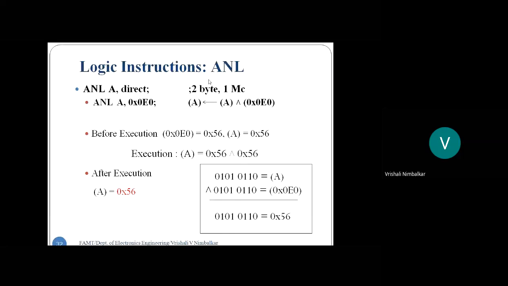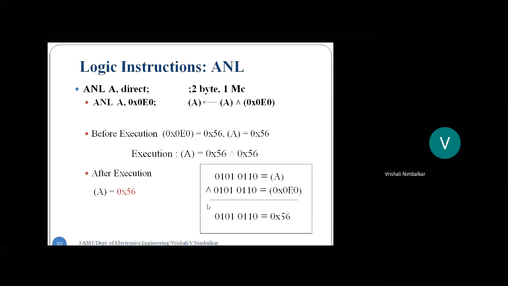Okay, so it is a 2-byte, 1 machine cycle instruction. Right, whenever the accumulator is involved, the instruction takes 1 machine cycle. So before execution, the accumulator had 56. The data in the accumulator was 56. It means what will be the data in E0 hex? It's also 56 because that's the address of the accumulator. So what am I doing? 56 is ANDed with 56. What will be the answer? 56 ANDed with 56 is 56 itself.